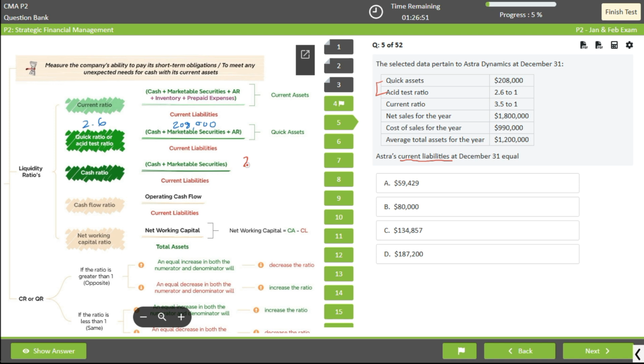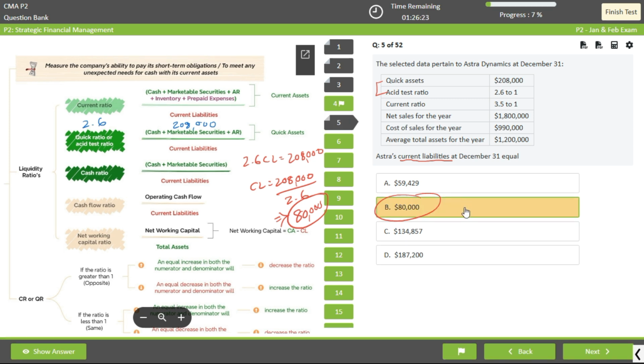Now, by solving this equation, we get 2.6 times CL is equal to 208,000, so the current liabilities is equal to 208,000 by 2.6, which is 80,000, and which is option B. Yes.